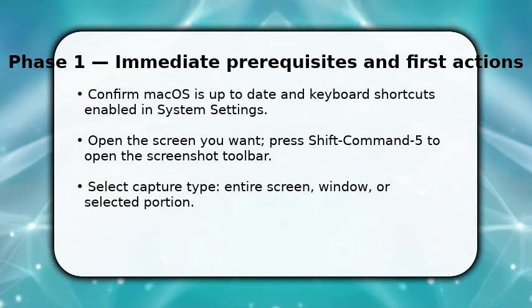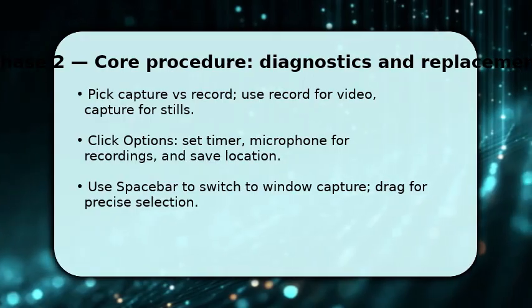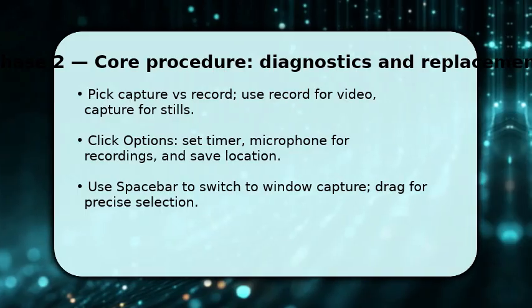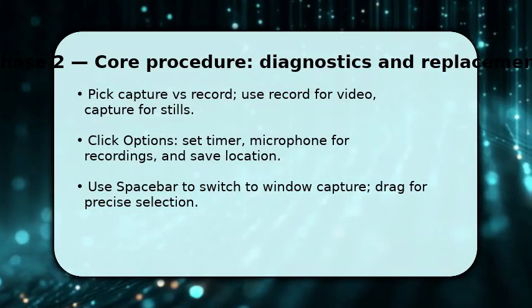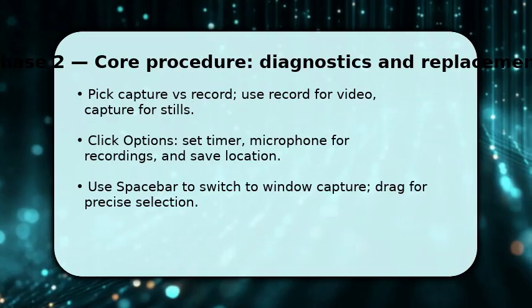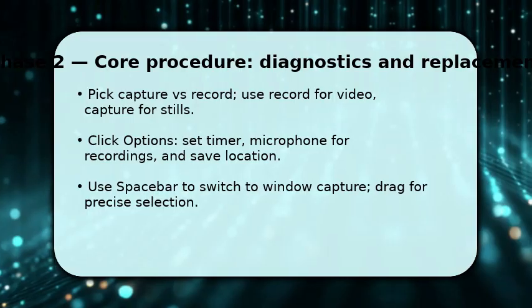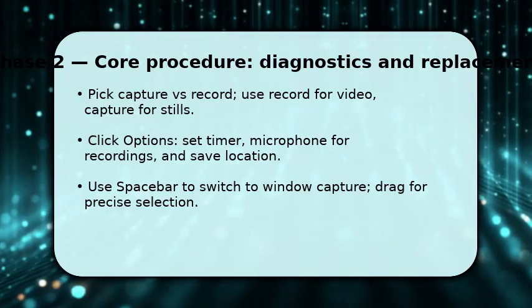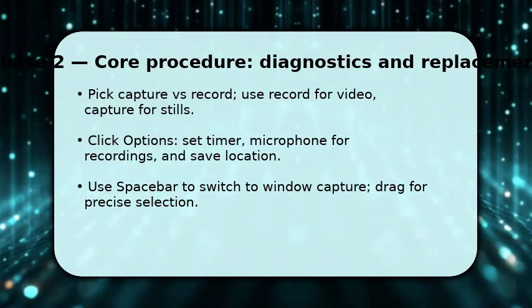You now refine how the screenshot or recording behaves. First, decide capture versus record. Still images are instant, recordings include sound and motion. Click Options to set a 5 or 10-second timer, choose desktop or clipboard as the save location, and enable the internal mic if you need narration. If you want to capture a single window, press spacebar to toggle into window mode. Otherwise, drag to make a precise selection. These controls make captures repeatable.